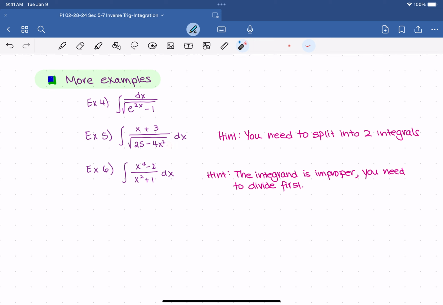For example 6, when you have a rational function for your integrand, if the degree of the numerator is not smaller than the degree of the bottom, you have to divide first. Even when the degrees are the same, you still have to divide. So this is going to be a long division problem first, and then you can try to integrate. So try those, but they are not easy. So you think about them though before you look at the solutions.